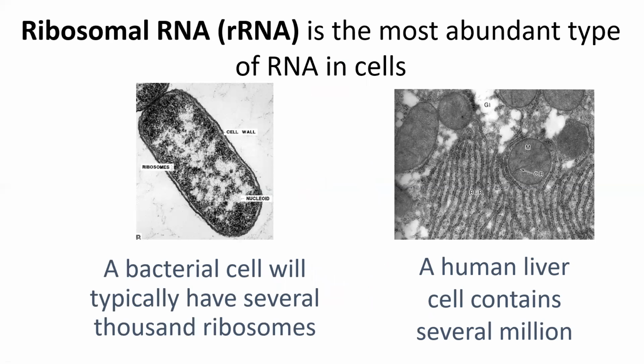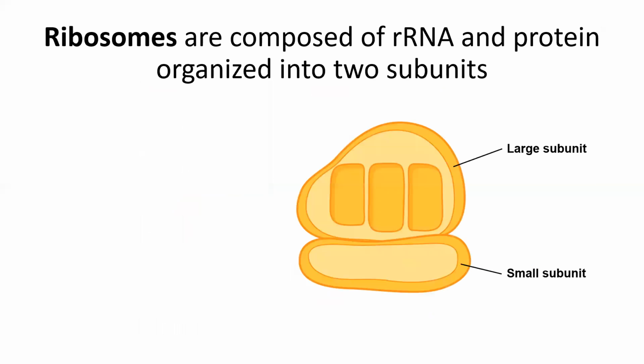so ribosomal RNA is our most abundant type of RNA in your cells. Our cells have lots of ribosomes, and ribosomal RNA is found pretty much everywhere. A bacterial cell is going to have typically several thousand ribosomes. A human liver will contain several million. So we have ribosomes everywhere. We have lots of ribosomal RNA.